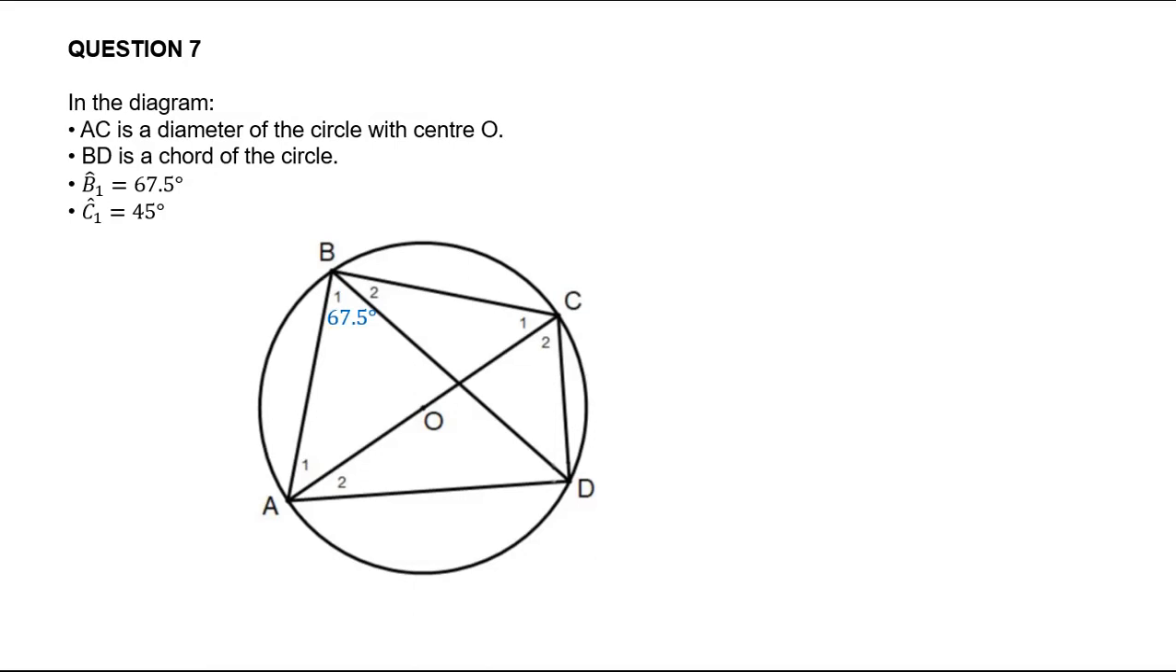Now, since B1 is equal to 67,5, I am going to look at a chord or an arc that subtends B1. For me to do that, I'll have to check what subtends B1. And the only chord or arc that I find will be AD. I'm going to check, does AD subtend any other angle? And I noticed that AD also subtends C2. So that's why C2 will also be equal to 67,5.